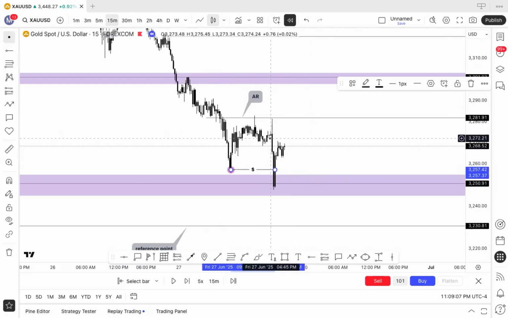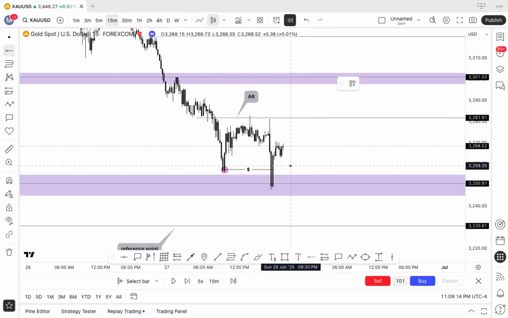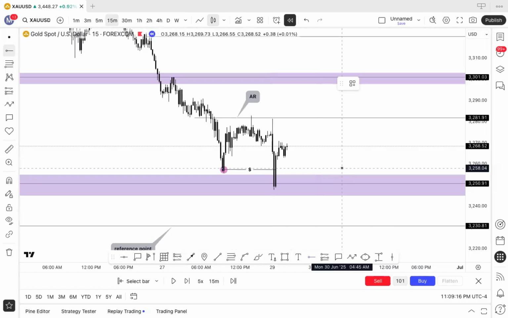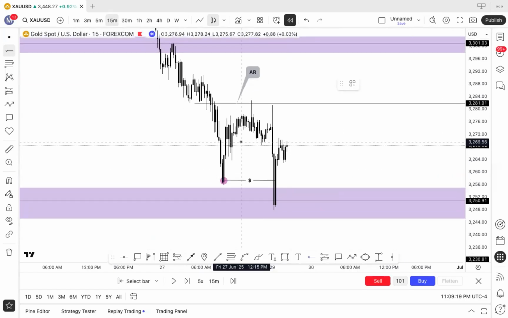We already have a liquidity sweep, right? We already have a reference point in case price decides to go lower. We now just need some type of point to dictate if buyers are actually in control after this liquidity sweep happened. Okay, so what am I looking at?